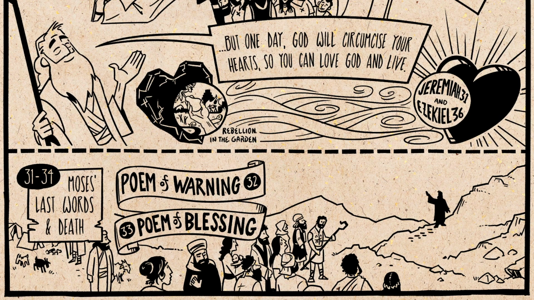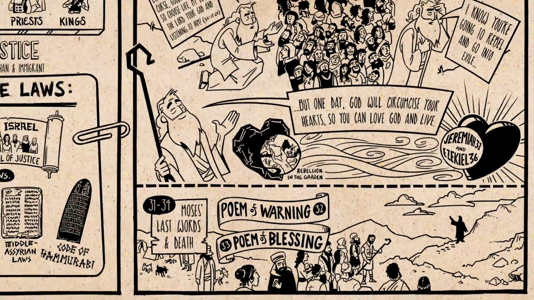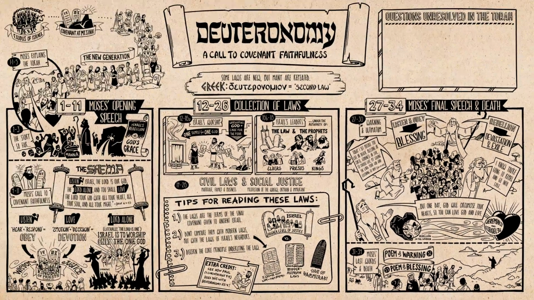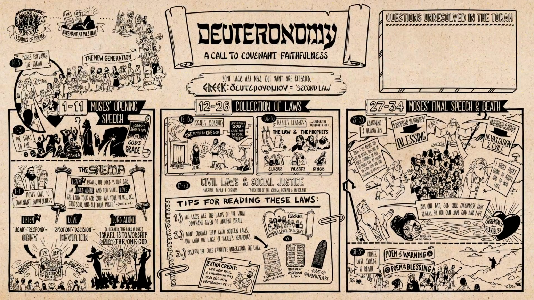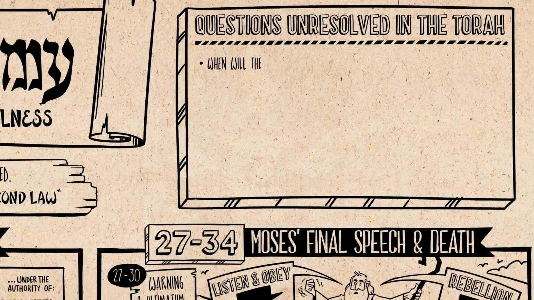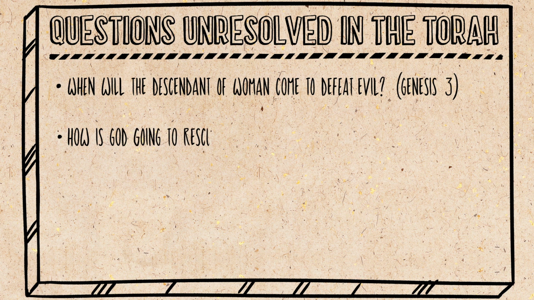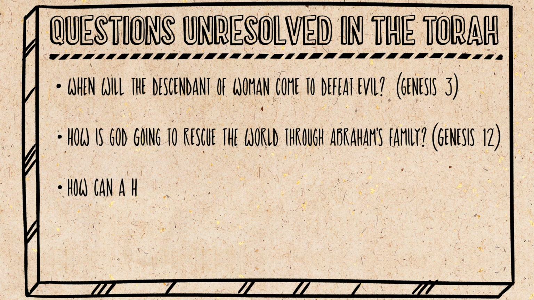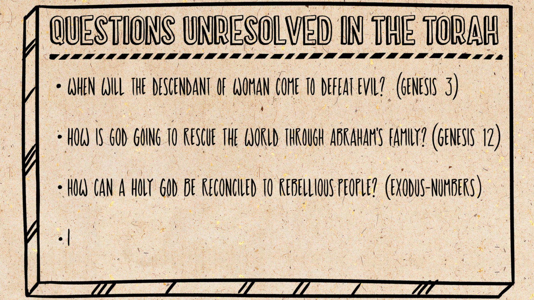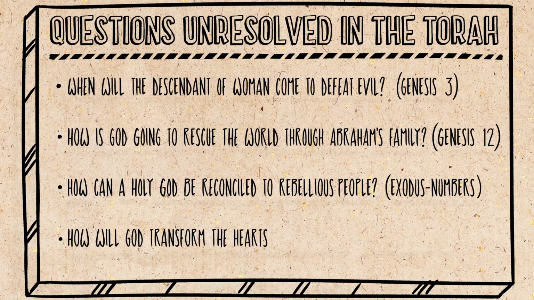And so the Torah draws to a close. All of the major plot tensions of the biblical story are in place, but left totally unresolved. So when is the descendant of the woman going to come and defeat evil? Or how is God going to rescue the whole world and bless all nations through this family? And how can God's holiness be reconciled with people who are continually rebellious? And how is God going to transform the hearts of his people?